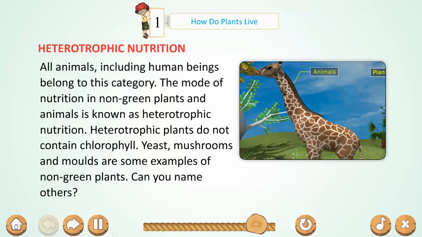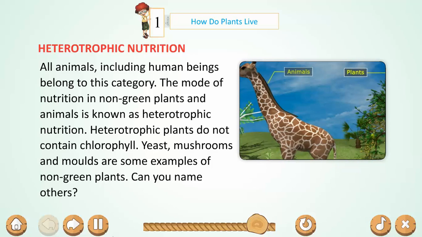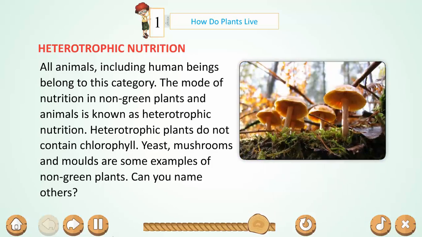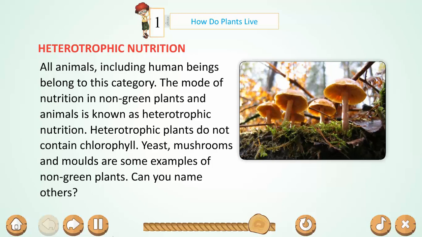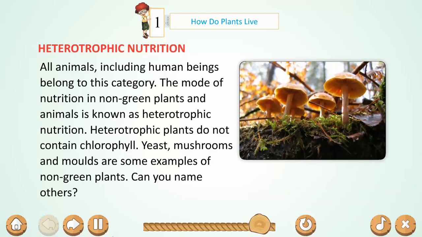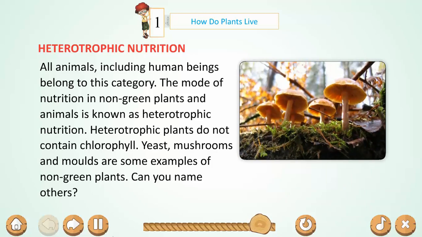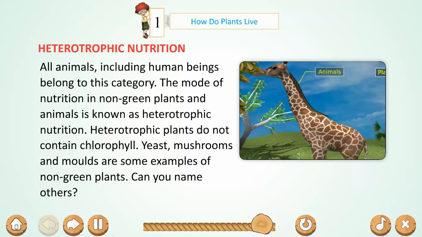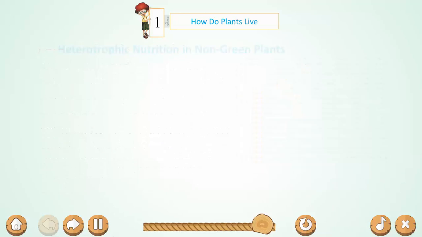All animals, including human beings, belong to this category. The mode of nutrition in non-green plants and animals is known as heterotrophic nutrition. Heterotrophic plants do not contain chlorophyll. Yeast, mushroom and mold are some examples of non-green plants. Can you name the others?